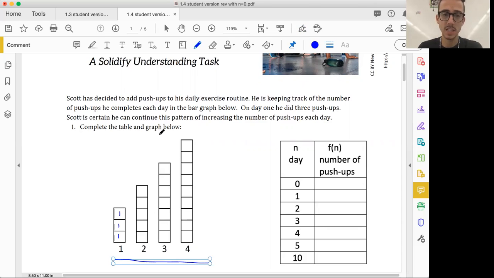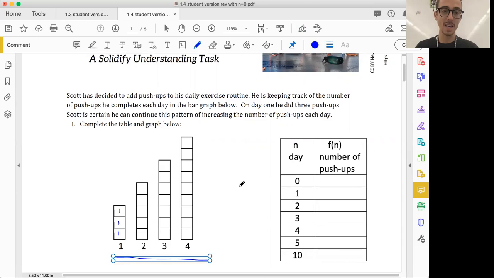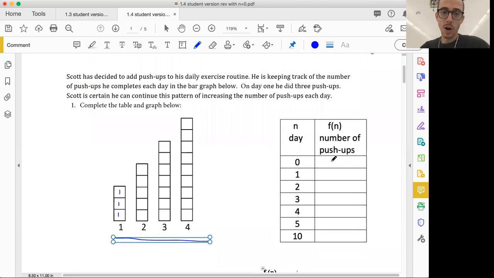Scott is certain he can continue this pattern of increasing the number of push-ups each day. Okay, shout out Scott, keep adding each day. Complete the table and graph below. So as mentioned right here, on day one, we had 3 push-ups done. Notice we're not talking about 0 day. On day 2, count them, 1, 2, 3, 4, 5.